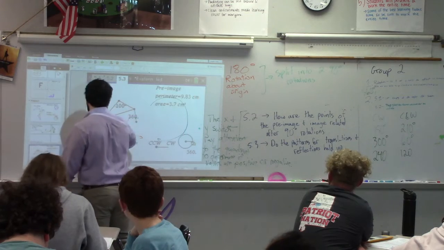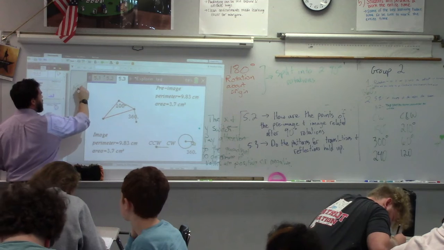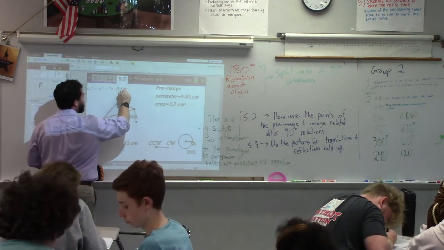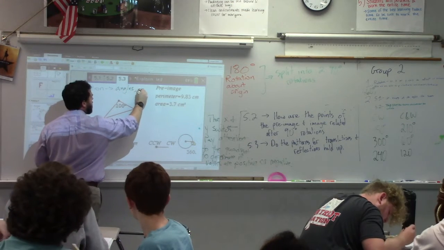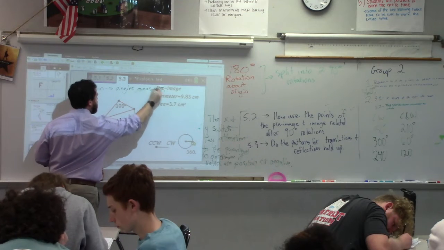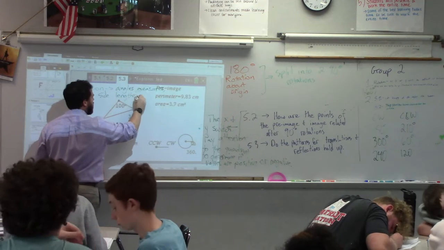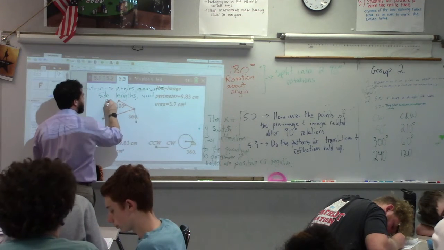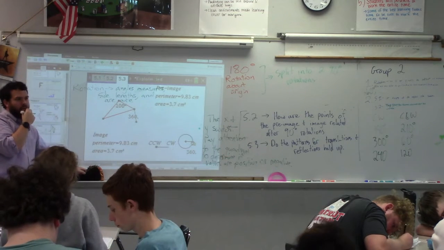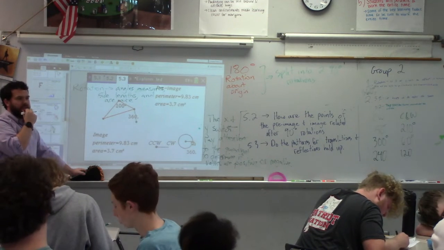So, this is a foundational piece to understand. With a rotation, angle measures, side lengths, and area are what? Well, they're the same for the pre-image and the image, but what was the language and the objective that I used?